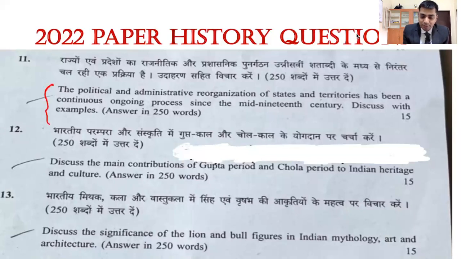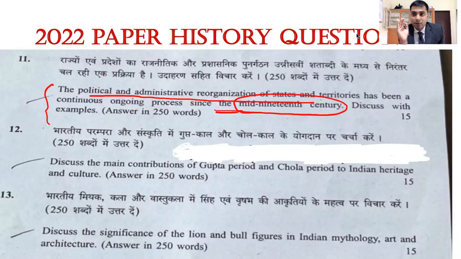Now look at this. Political and administrative reorganization of states has been happening from the mid of the 19th century. Now I'll hold this. I'll come to this question. Let's go to the 12th question first. Discuss the main contribution of Gupta period and Chola period to the Indian heritage.